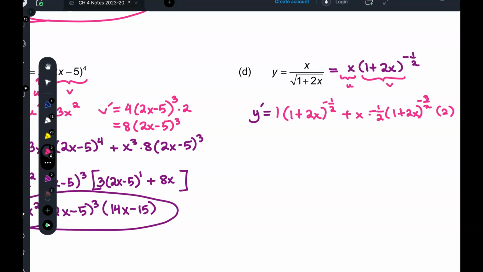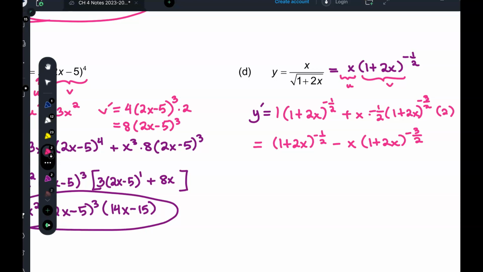That was the calculus part. Now comes the algebra. Let me rewrite this real quickly. I can just make the second part a minus x, 1 plus 2x to the negative 3 halves. The 2 and the half will cancel. Why do you leave the x after the plus? Because it's u prime v plus u v prime.